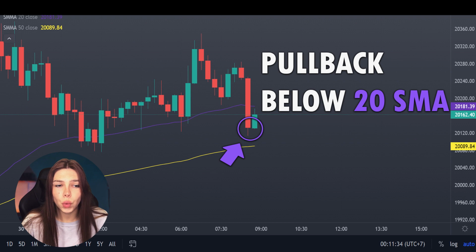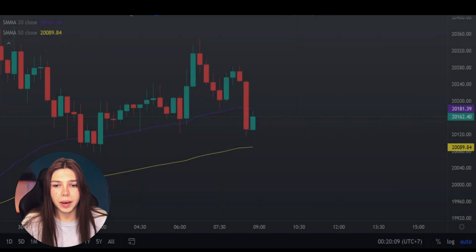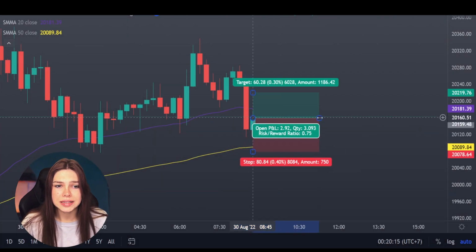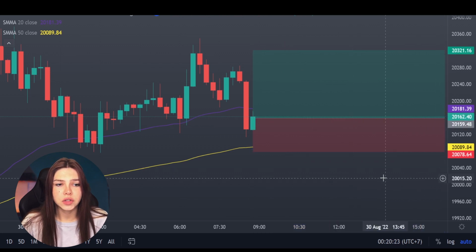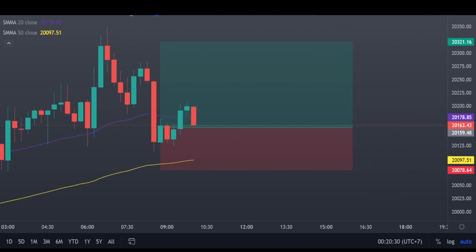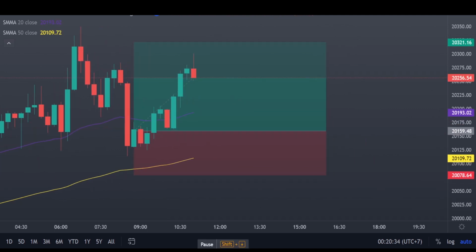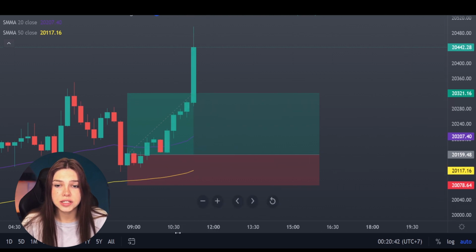However, we are still waiting for one confirmation. We are waiting for the price to rise over the 20 SMA again. This shows that there is actual buying going on, and so we want to open a buy position. I open my buy position, set my stop loss below the 50 smoothed moving average, and set my target 2 times higher. As you can see, this position closed profitably in just a few minutes.